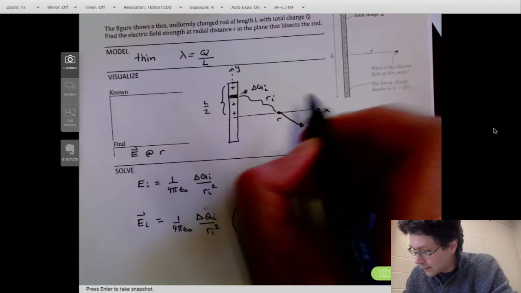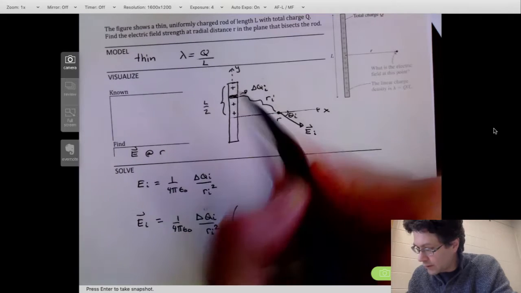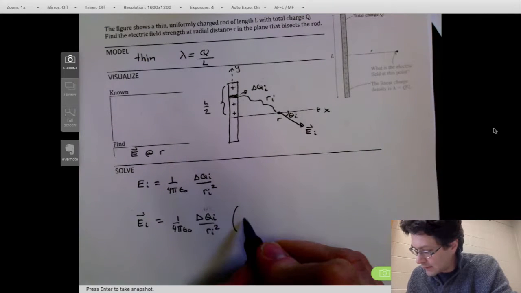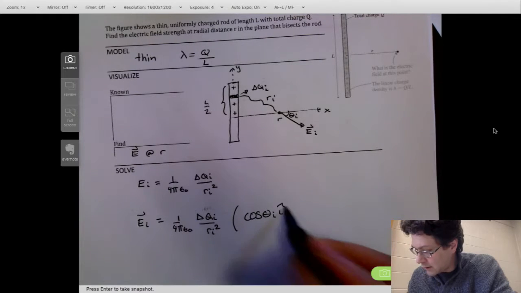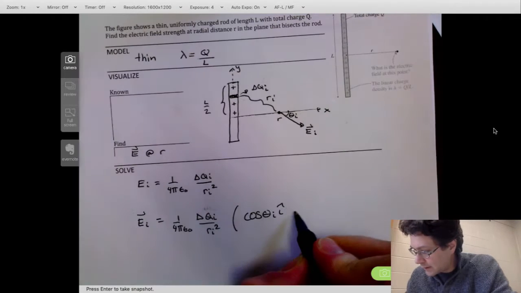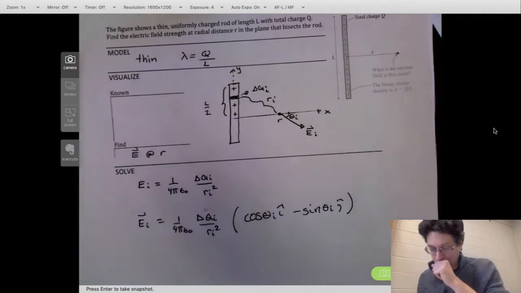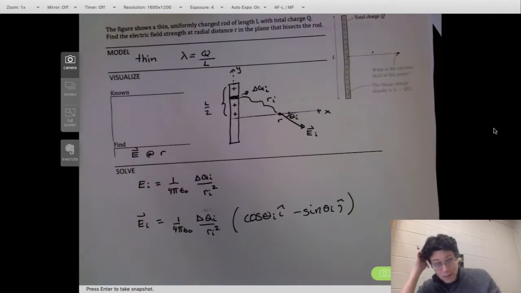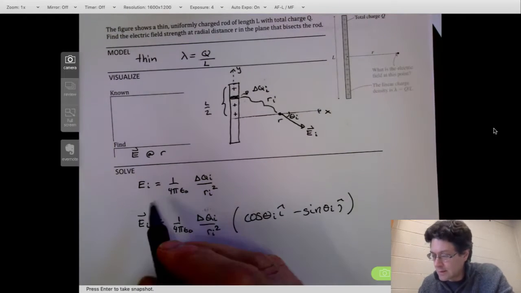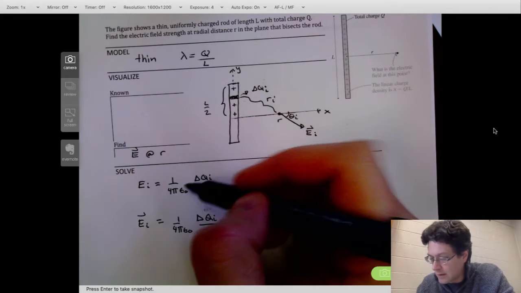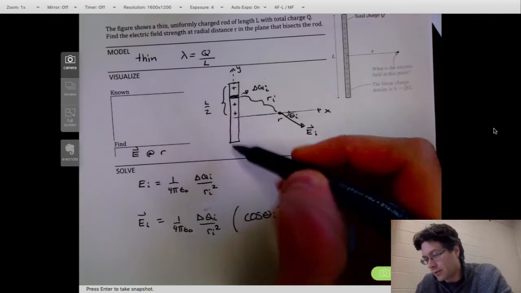And then let's call this angle here theta i. It's going to be different for different little point charges. Then this is going to be cosine theta i in the i direction, and then minus sine theta i in the j direction. So that's the vector. It has an x component and a y component. And the idea is to find the total electric field. I need to sum all of these Ei vectors for the whole bar.